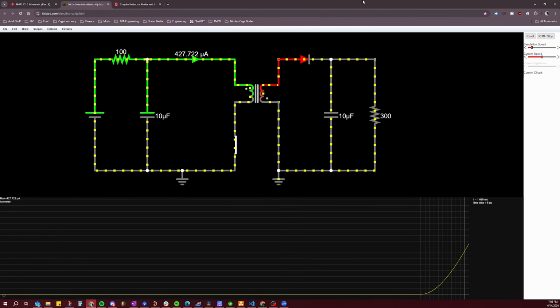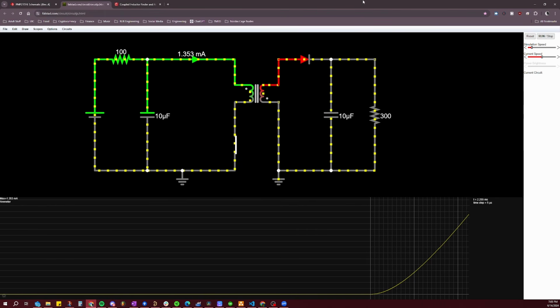increasing over time. The current through the transformer will generate a magnetic field, so as the amount of current through the transformer increases, so will the strength of the magnetic field. And because the secondary side of the transformer is experiencing a changing magnetic field, we will have a voltage induced in the secondary winding.